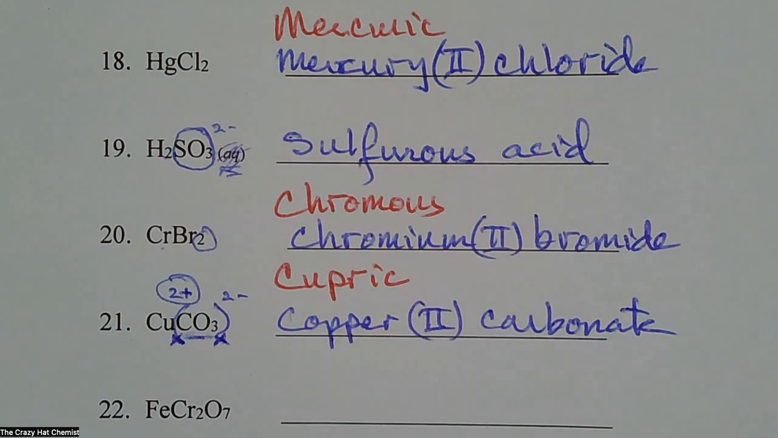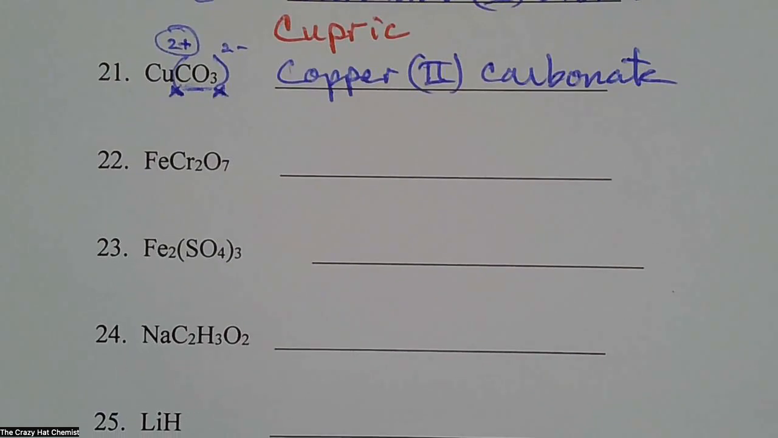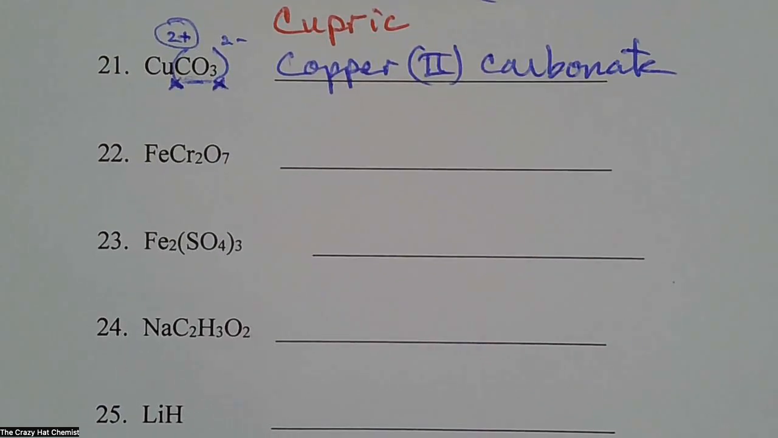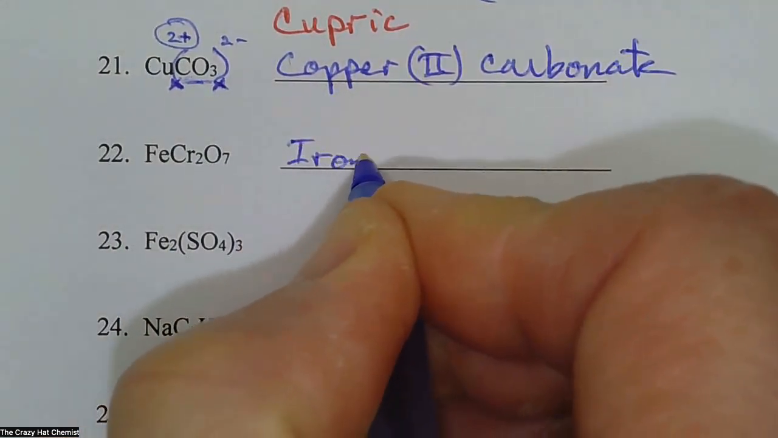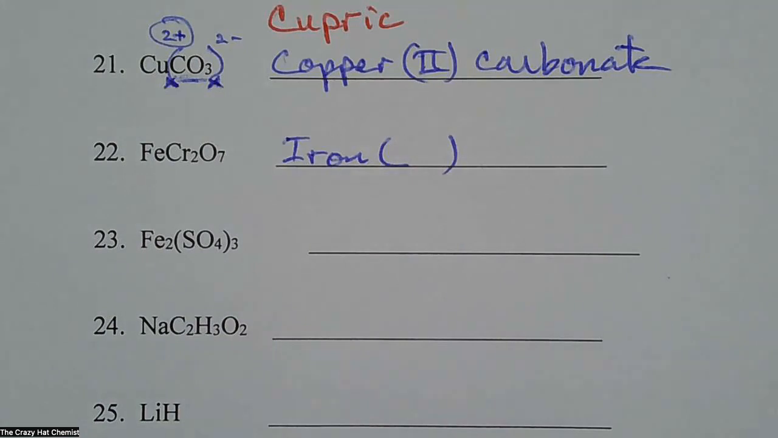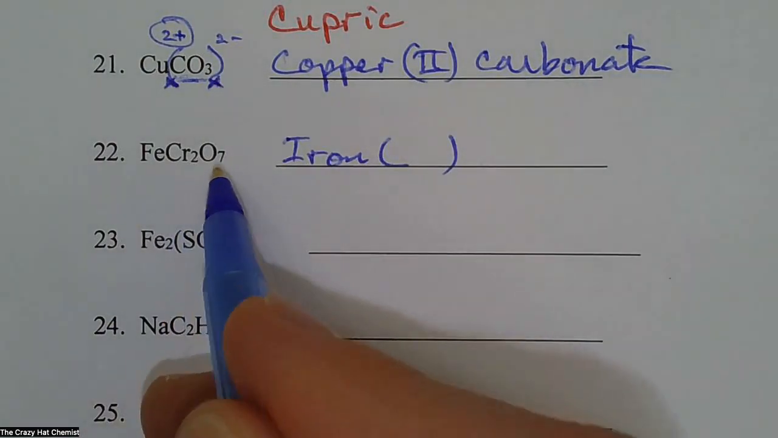All right. I can't emphasize enough how important it is to have memorized your periodic trend charges and your polyatomic ions. You just cannot do this without it. So really actually memorize them. Okay. This next one is iron. Iron has multiple different charges, and this is dichromate.